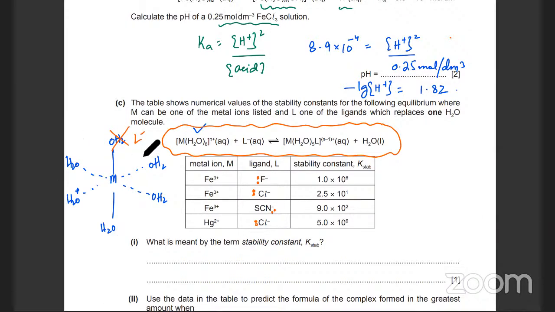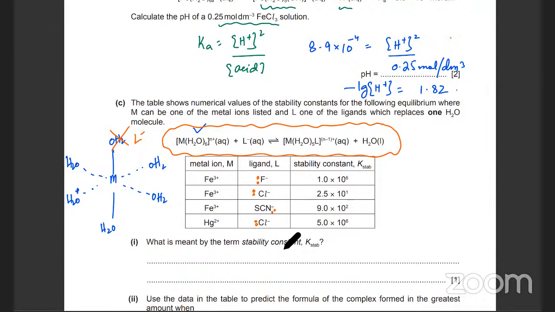This is what happens when you have copper sulfate aqueous. It will be surrounded by water molecules. You add ammonia to it, you get a deep blue solution. Why do you get a deep blue solution? Because the water molecules get replaced by ammonia molecules.